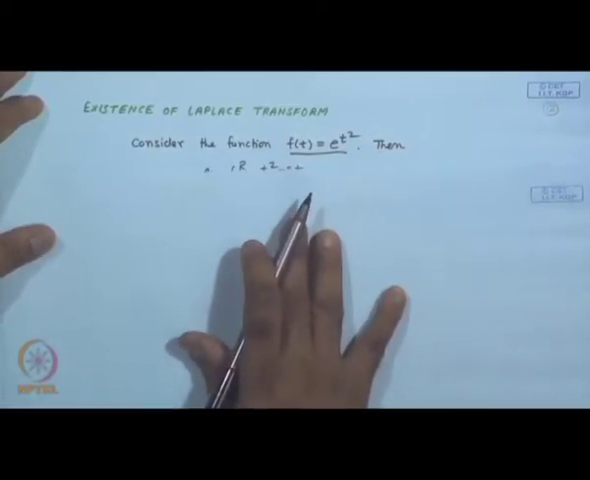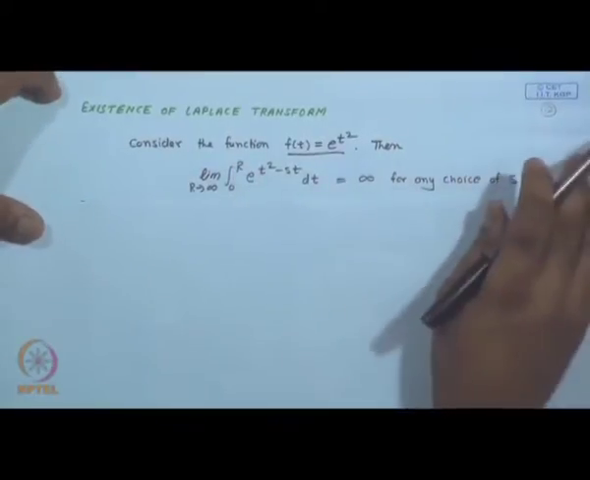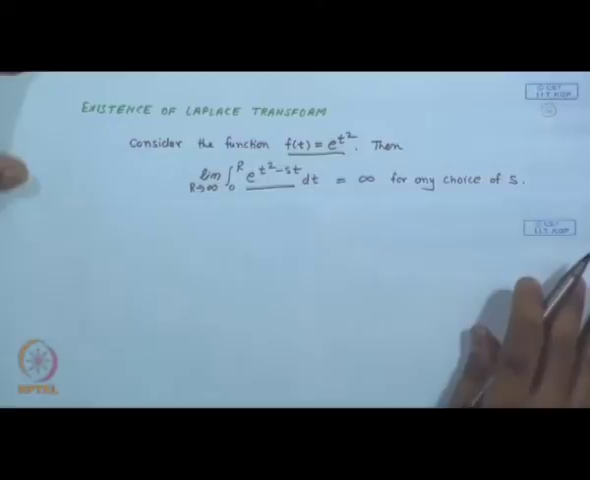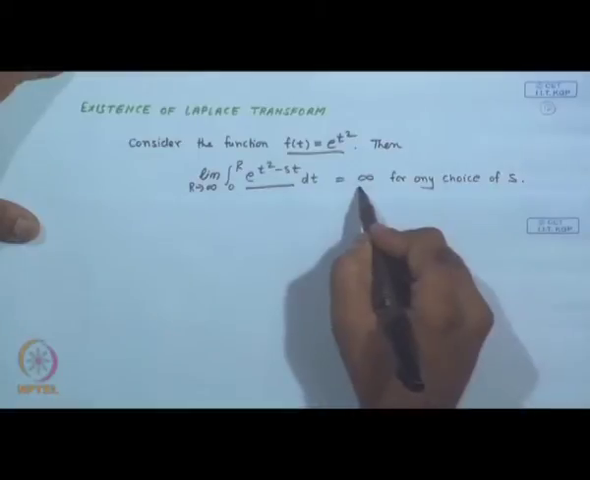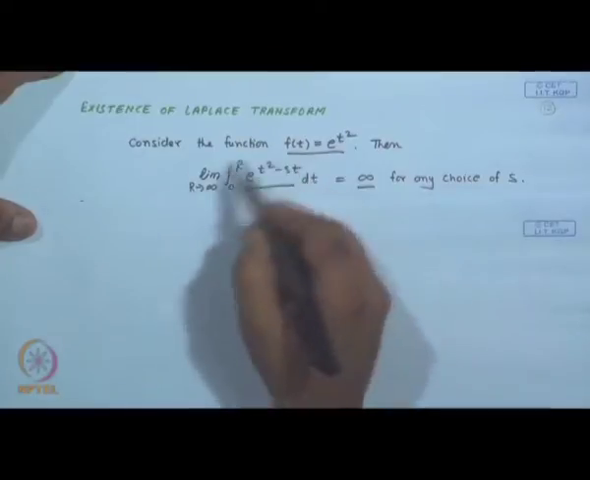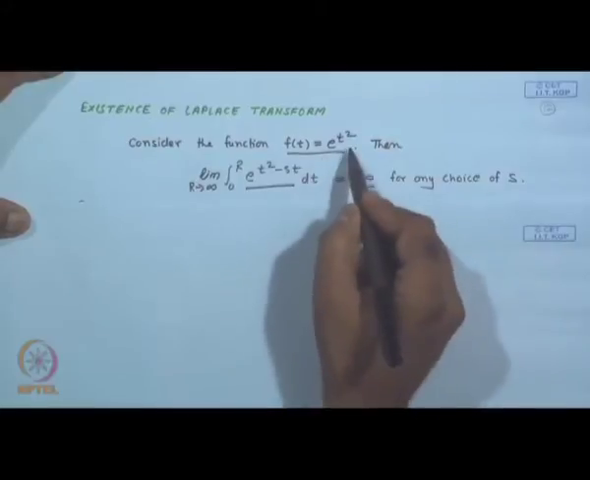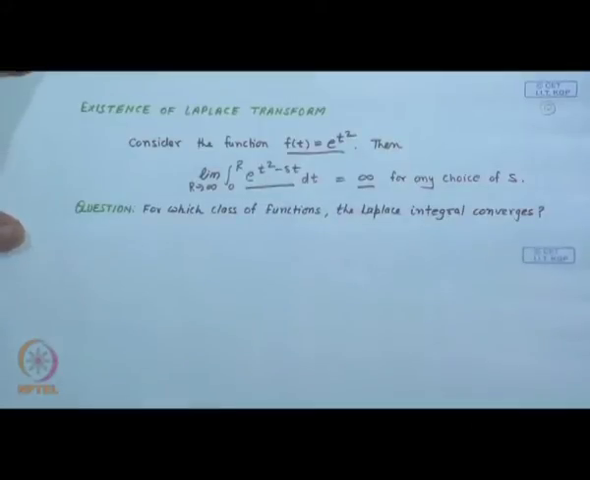and then we try to get the Laplace transform by this limit r to infinity, integral 0 to r, e power t square minus s t dt, and as you see this integrand grows without bound. So the value of this integral is infinity for any choice of s, whatever s we take here, this integral will be infinity. So this integral is not convergent. So the Laplace transform of e to the t square does not exist. Then the question is for which class of functions the Laplace integral converges.